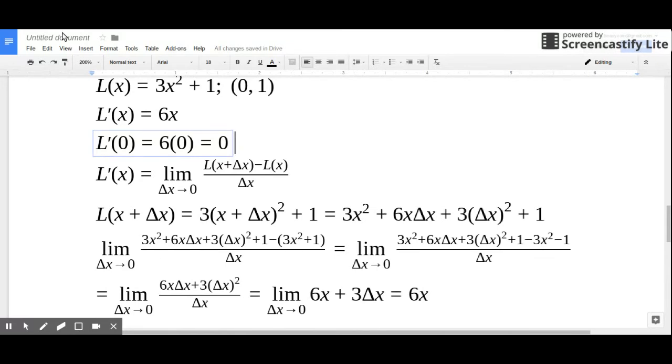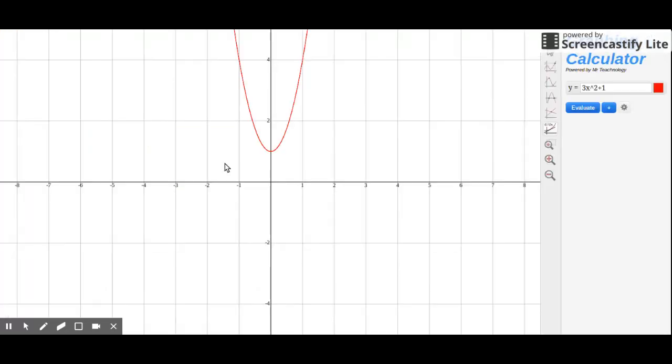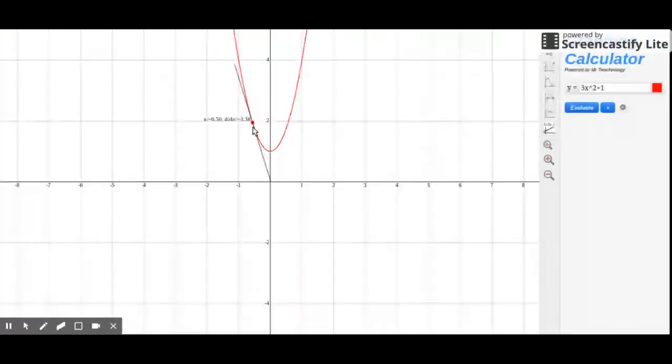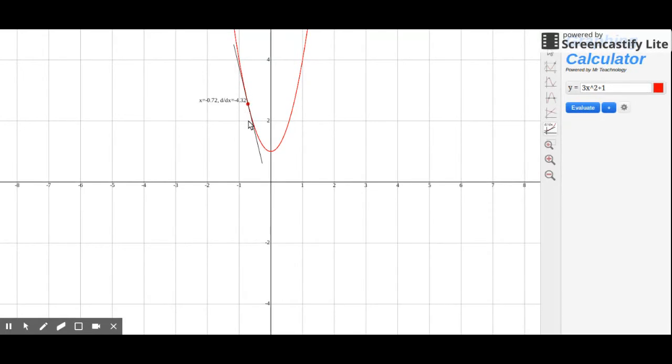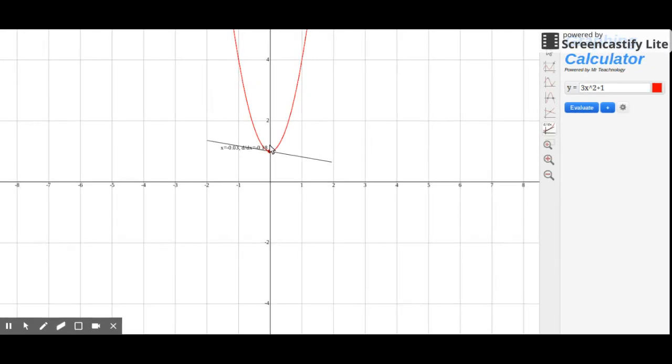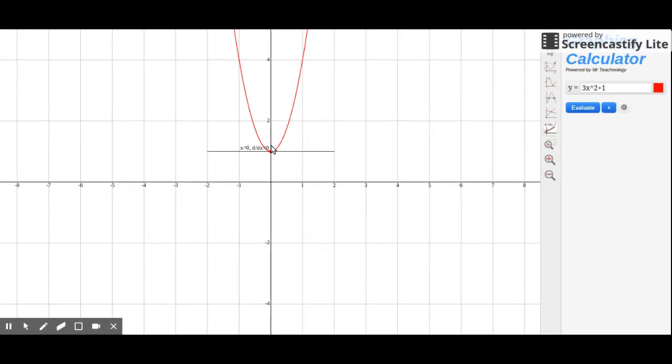We'll go back up to the graph and take a look at this. Right, so you can see here's the tangent line as I toggle along here. And right here at the point 0, where x is 0, of course y is 1, but the slope of the tangent line is 0. It's pretty cool.